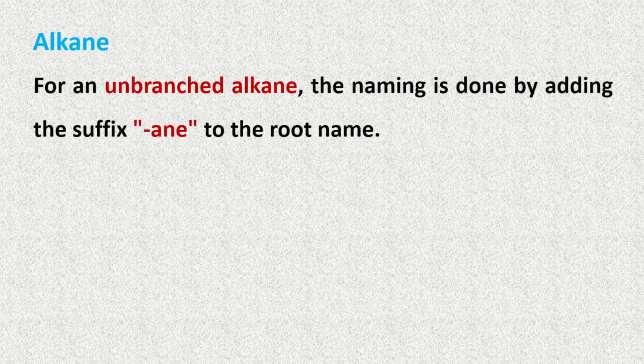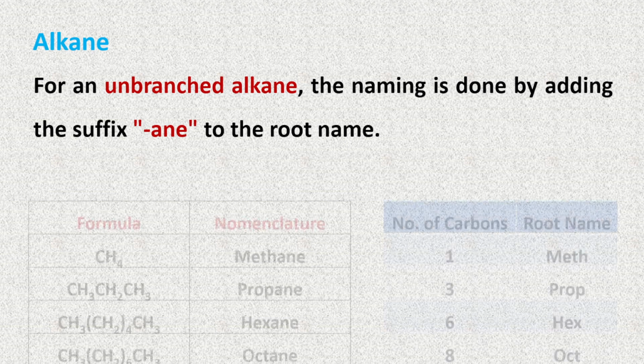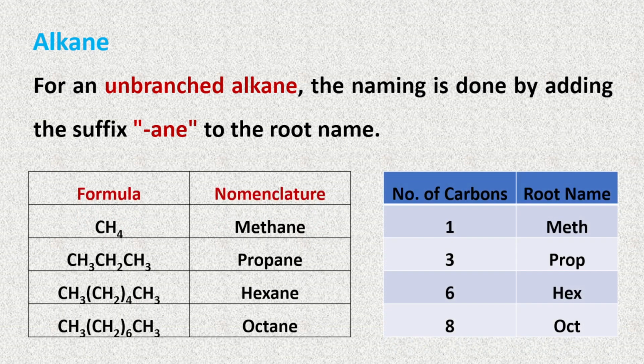For linear alkane with no branch, the naming is quite simple and is done just by adding the suffix "ane" to the root name. For example, in CH4, there is only 1 carbon atom, so its root name is meth. The suffix "ane" is added to its root name meth while writing its IUPAC nomenclature, which gives methane.